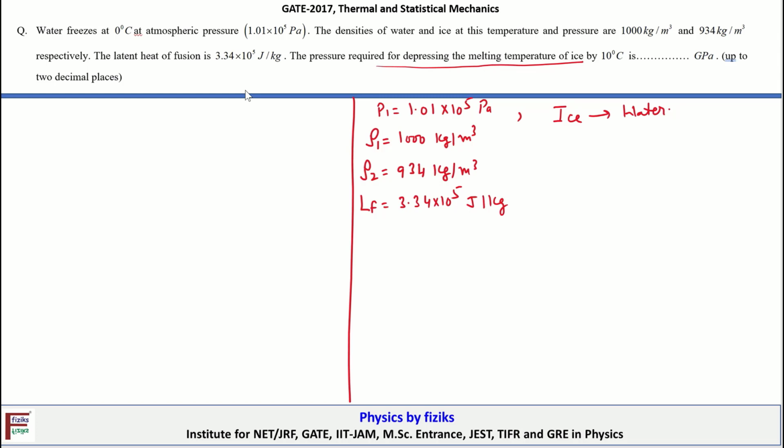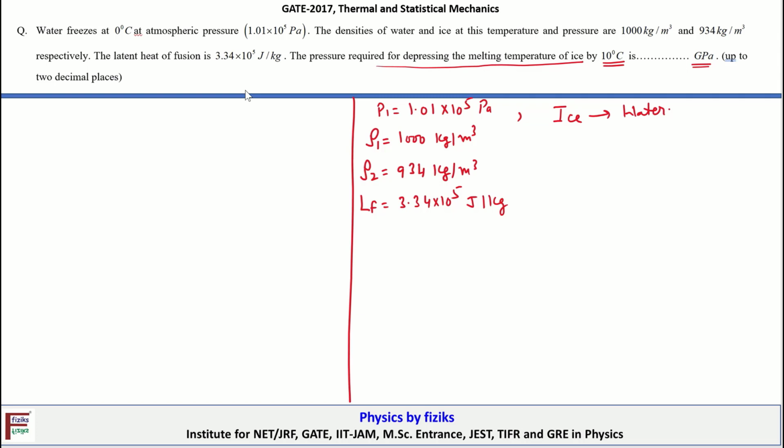We have to find the pressure required for depressing the melting point of ice. That means we have to find the new value of the pressure so that the melting point of the ice is depressed by 10 degrees Celsius. Although it's a very large change in temperature, the corresponding pressure we expect is also going to be very large. At atmospheric pressure it is of the order of 10 power 5 Pascal, and the answer is going to be in the range of gigapascal. So there is nearly a 4 order of difference in the final pressure.